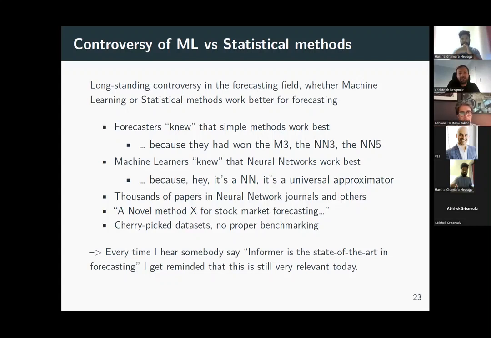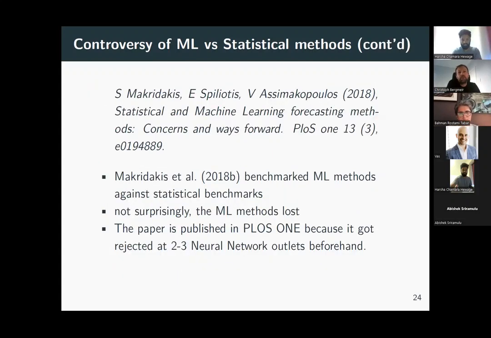Just as a side note, every time I hear somebody say Informer is the state of the art in forecasting, I get reminded that this is still very relevant today because, well, I don't want to open a can of worms here, but the original Informer paper does not have good benchmarks and good experimentation. So I don't think it's sufficient to really show that the method works. It's also not showing that the method doesn't work, right? I'm not saying this, but yeah.